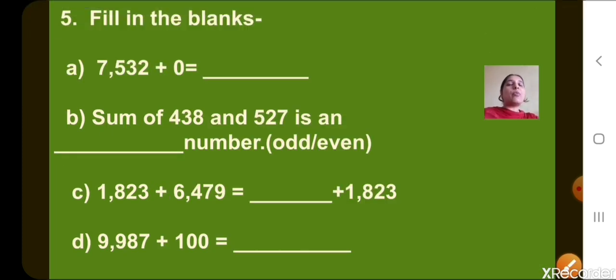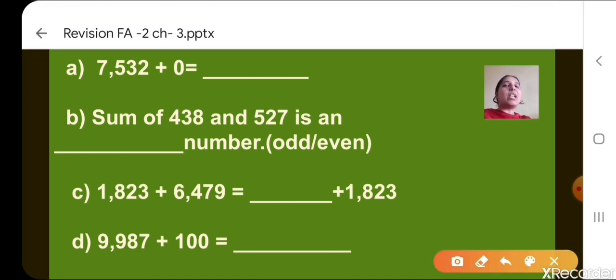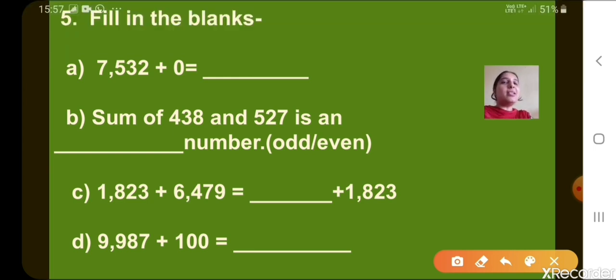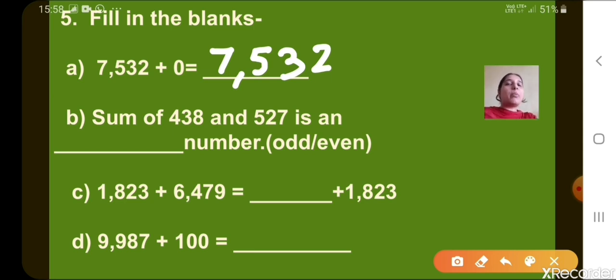Okay, now the next one is fill in the blanks. 7532 plus 0. What will we get, children? Tell me the answer. Very easy. Yes, that will be that number itself, which means 7532. Okay. Now let's move to question number B.